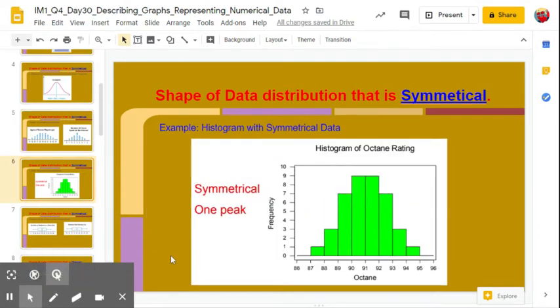Here's an example with the histogram. So I can draw that bell curve around this histogram. It balances out each side here. We got these two bars in the middle. If I was going to identify the middle octane for the gas, it'd be about 91, right? That would be my middle, 91.